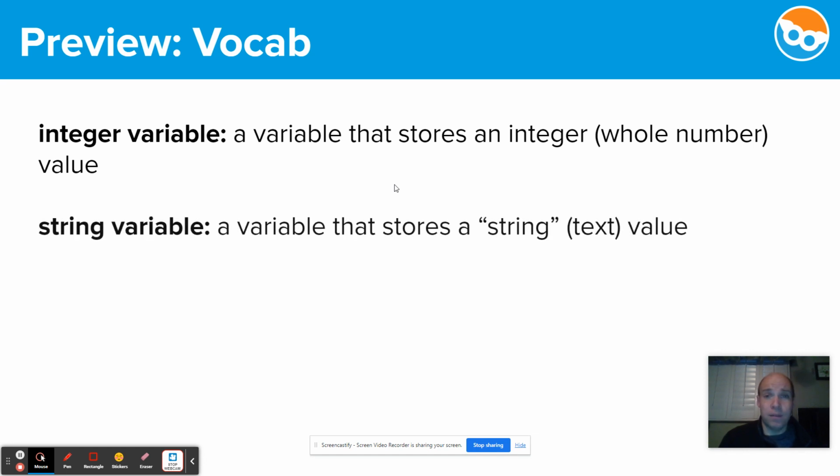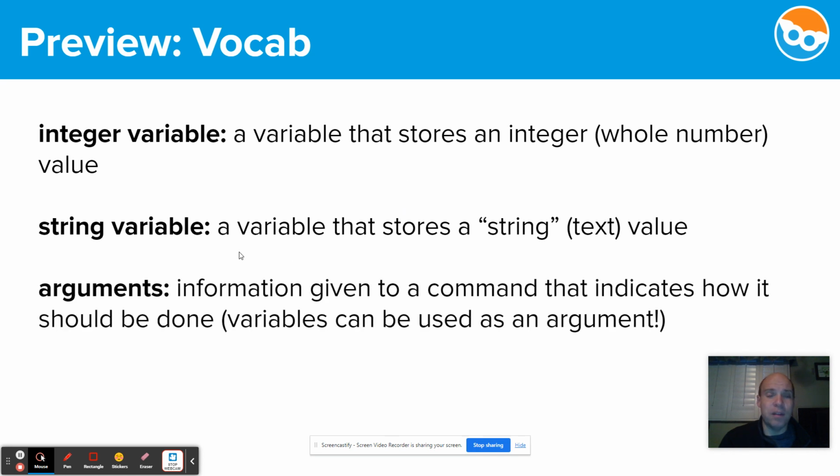We have different types of variables that we've looked at. This is a review of some of the vocabulary that we've talked about. You have an integer variable, which holds an integer, or whole number, value. There's a string variable, and remember, you can always tell it's a string because it has quotation marks around it. It typically stores text, but you can put quotation marks around a number and make that a string. And you have arguments, which is information given to a command that indicates how it should be done. So you can use variables as an argument.